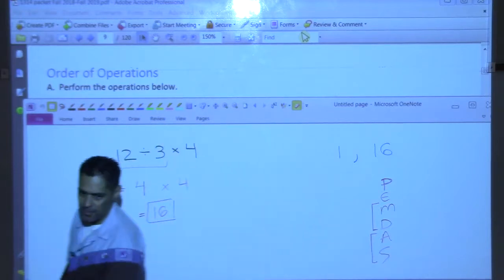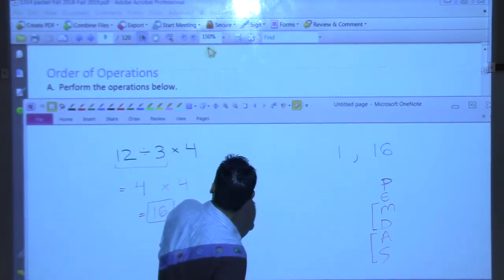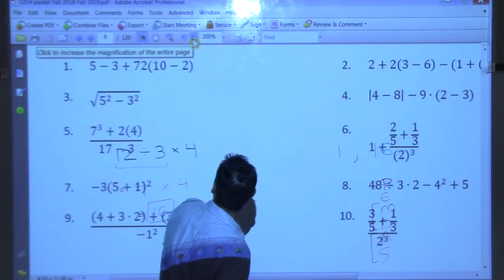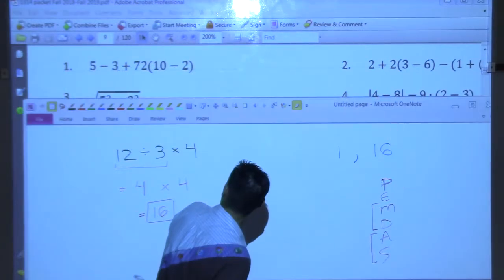And now let's move on to some other problems. Let's bring in some of those parentheses and exponents. Let's do that first one there.